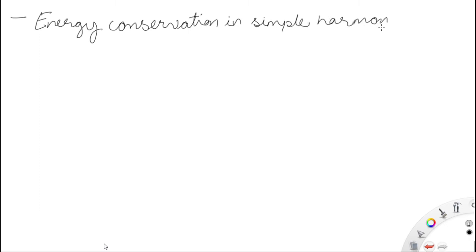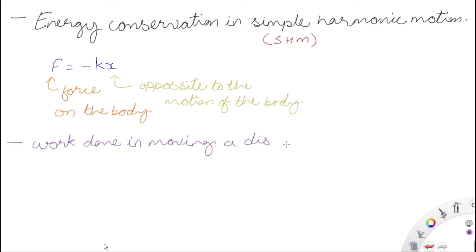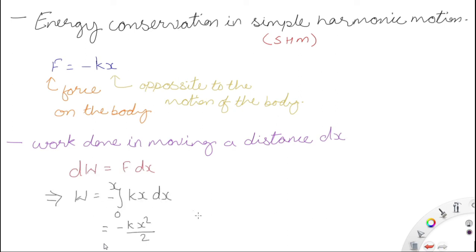Now energy conservation in simple harmonic motion. The force acting on the body is equal to minus of k into x, where x is the displacement and F is the force acting on that body, and both are of opposite nature. So F is equal to minus kx. Now the work done in moving a distance x is dW equal to F into dx, the force into displacement.